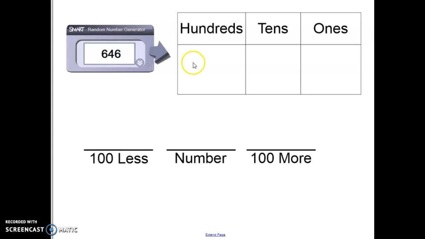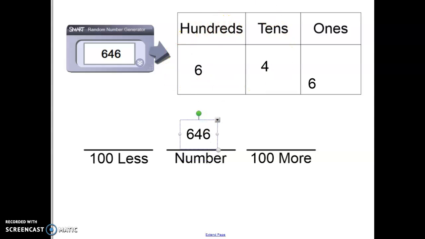All right, 600. 646. Ooh. All right. So let's see. Let's put our number here, 646. Let's recognize what 100 less.